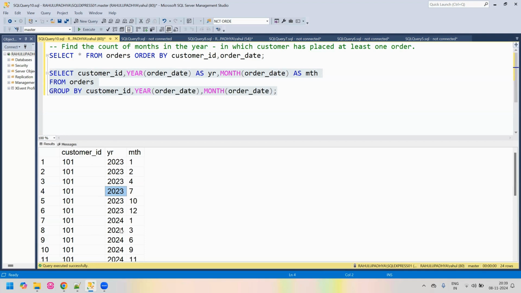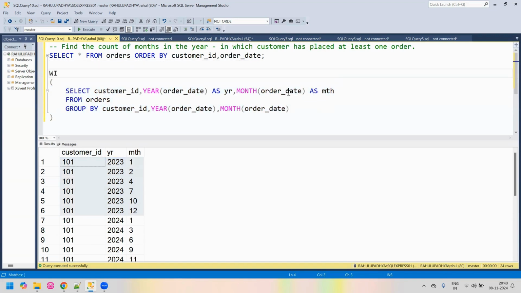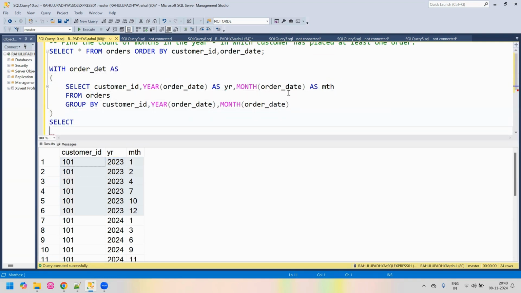Once we have reached this stage, the problem is very simple. We simply have to count, for a customer for that year, the total number of entries present. So for customer 101, if we count for the year 2023, there are 6 entries, which means that the customer has placed orders in 6 of the months in the year 2023. That is what we need to report. So we will add this as part of a CTE, and let's call this order CTE or order DET. And we will work on this.